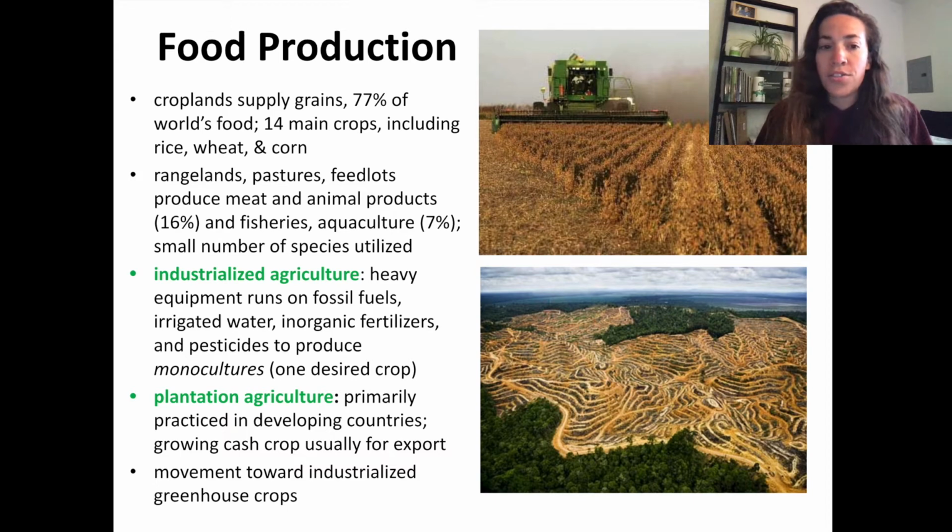Typically in industrialized agriculture products, we have a monoculture, which means we only produce one product. So you can see, in this case, we have one particular crop being grown in either of these locations.